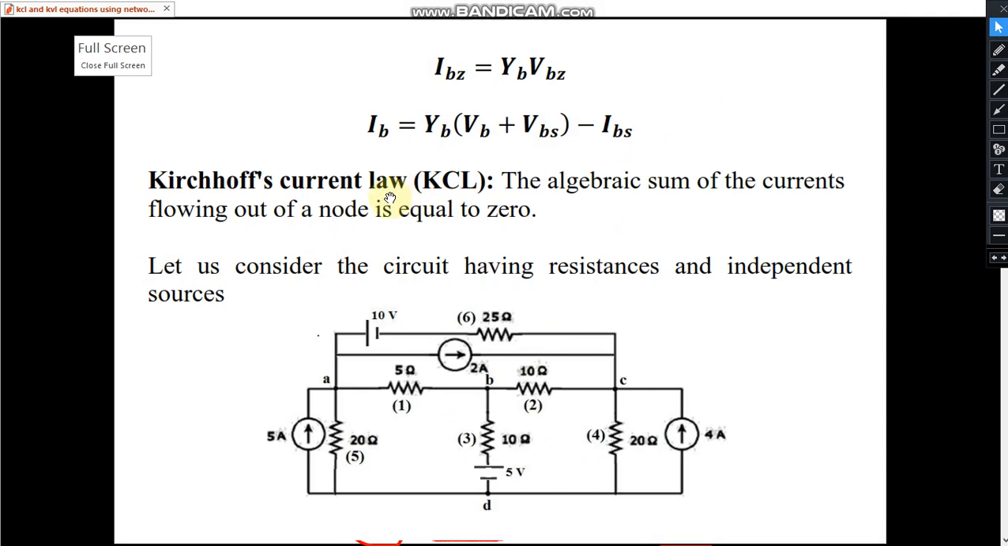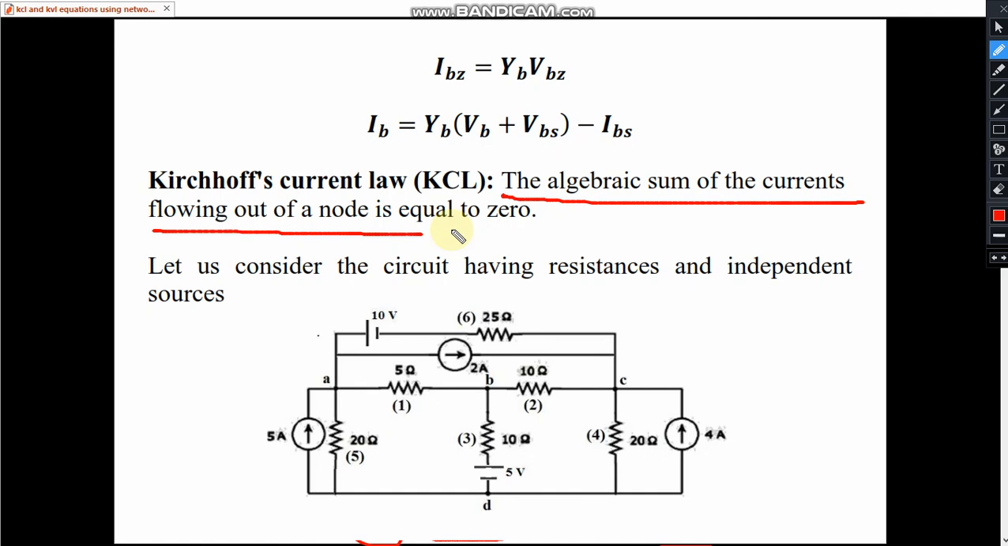So Kirchhoff's current law. Now let us start Kirchhoff's current law. What is Kirchhoff's current law? Everybody knows the algebraic sum of the currents flowing out of a node is equal to 0. Okay, this is the algebraic sum of the currents flowing out of a node is equal to 0. This is Kirchhoff's current law. We have discussed this Kirchhoff's current law several times.